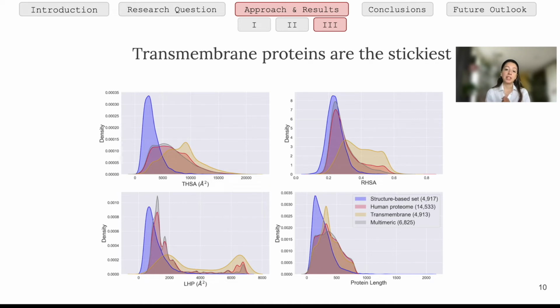To investigate if this peak for the human proteome might be due to transmembrane and multimeric proteins, we selected those proteins annotated by UniProt as transmembrane in yellow or multimeric in gray. And indeed, after selecting transmembrane proteins from the human proteome dataset, the composition of the peak of the large hydrophobic patches, as well as the shoulder in the RHSA distribution, can be explained predominantly through the transmembrane annotated proteins. These results also suggest the machine learning model NBM successfully predicted transmembrane proteins to have very large hydrophobic patches despite the lack of transmembrane proteins in the training data.